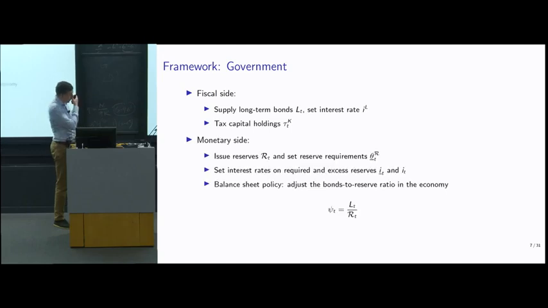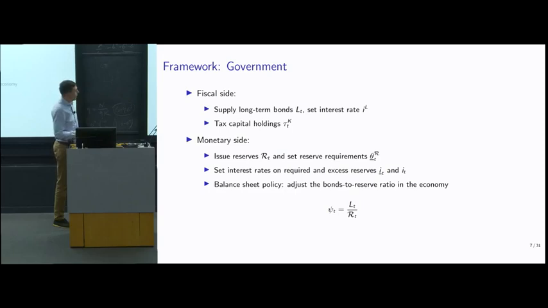The monetary side is going to be more intricate. So first of all, they will be issuing reserves that I denote by R_t, and they also set reserve requirements, theta lower bar R. So what it means is that, remember, thetas are always the portfolio shares that agents allocate to different assets. And this puts a lower bound on the portfolio share that intermediaries can allocate to reserves. So they can hold more reserves than this, but they cannot hold less. And this is a policy rule that is managed by the central bank. That's the reserve requirement.